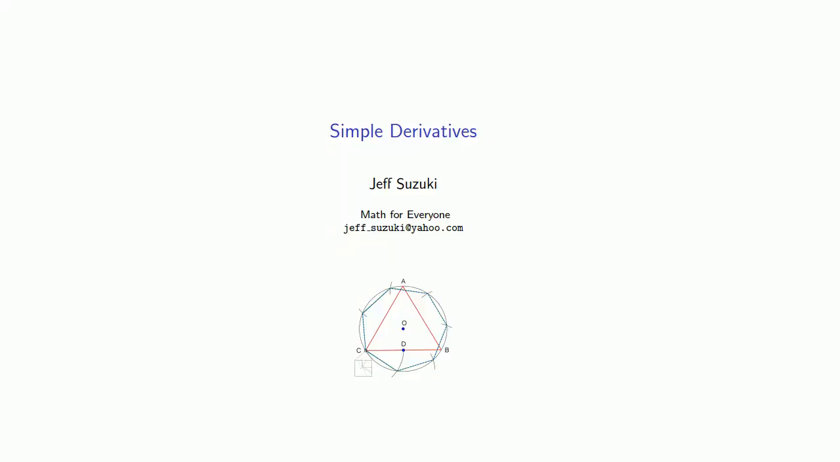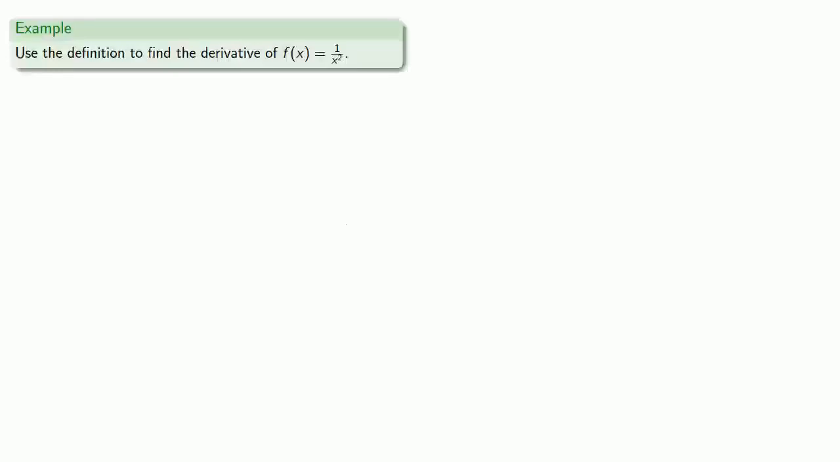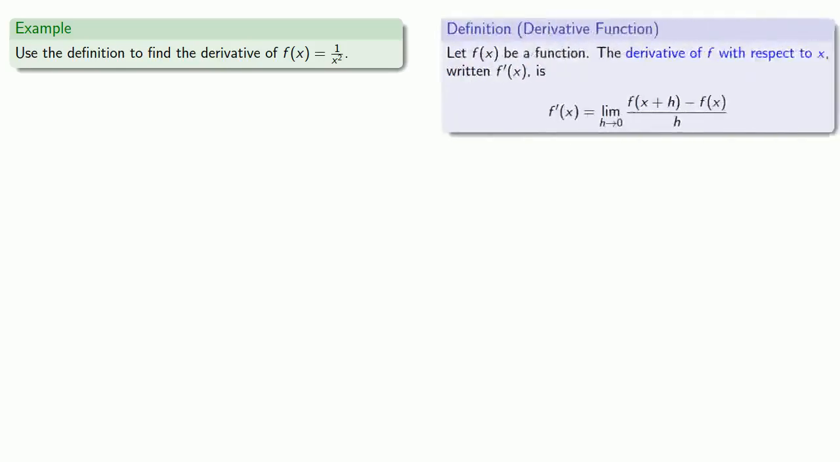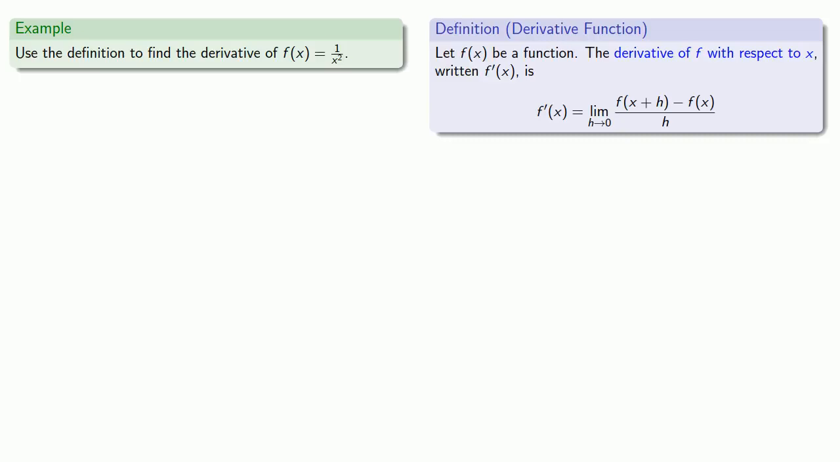Now that we have some properties of the derivative, let's go ahead and find some derivatives. So let's find the derivative of 1 over x squared using the definition. Again, we'll pull in our definition of the derivative, and we need to find our function at x plus h and at x. We'll substitute these values into our definition.